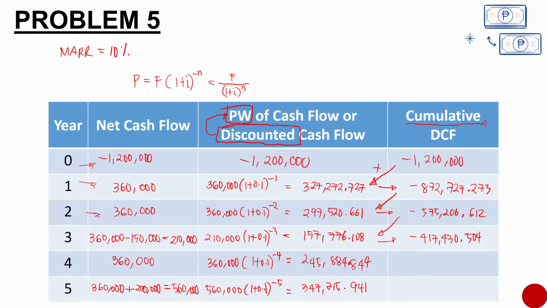And then at year 4, we are going to add the discounted cash flow at year 4. So this will become negative 171,545.66. And lastly, we are going to add the discounted cash flow at year 5. And this will become positive 176,170.281.